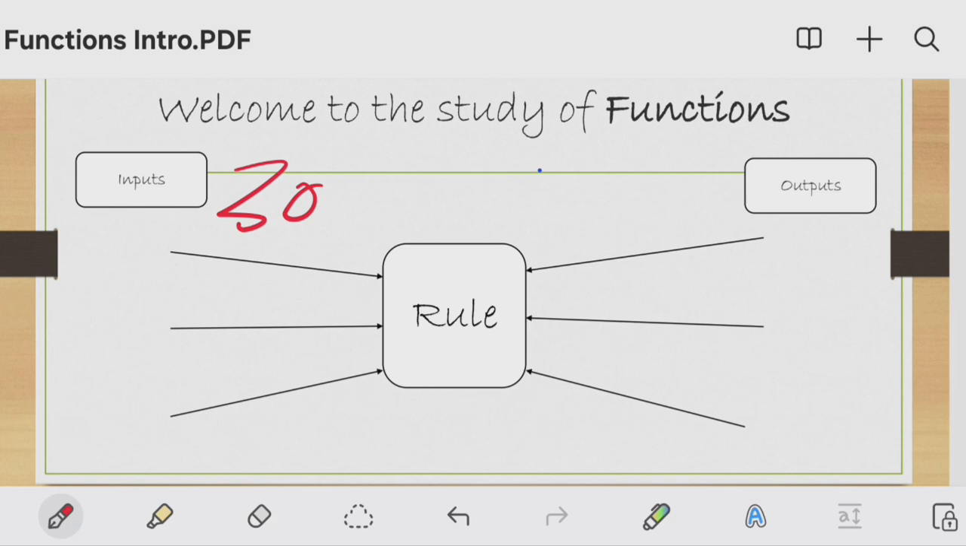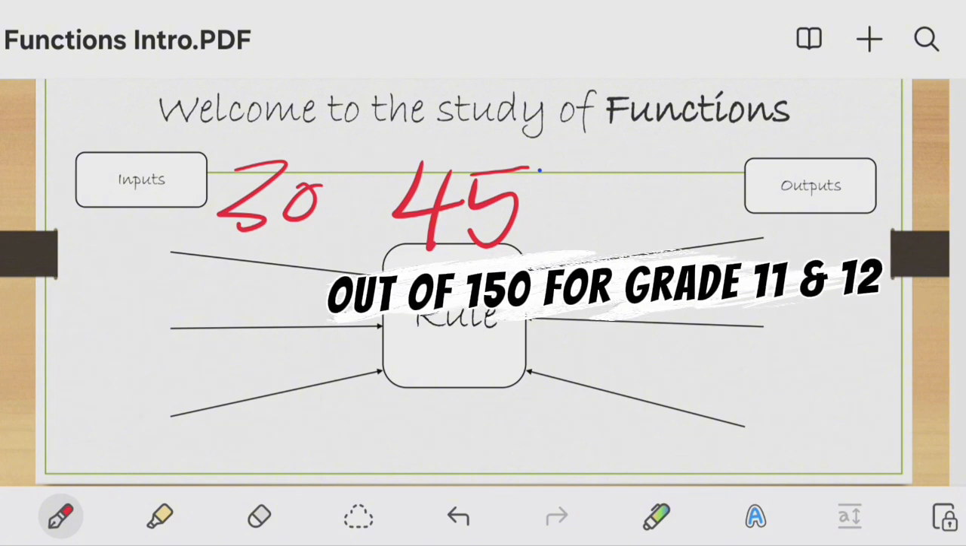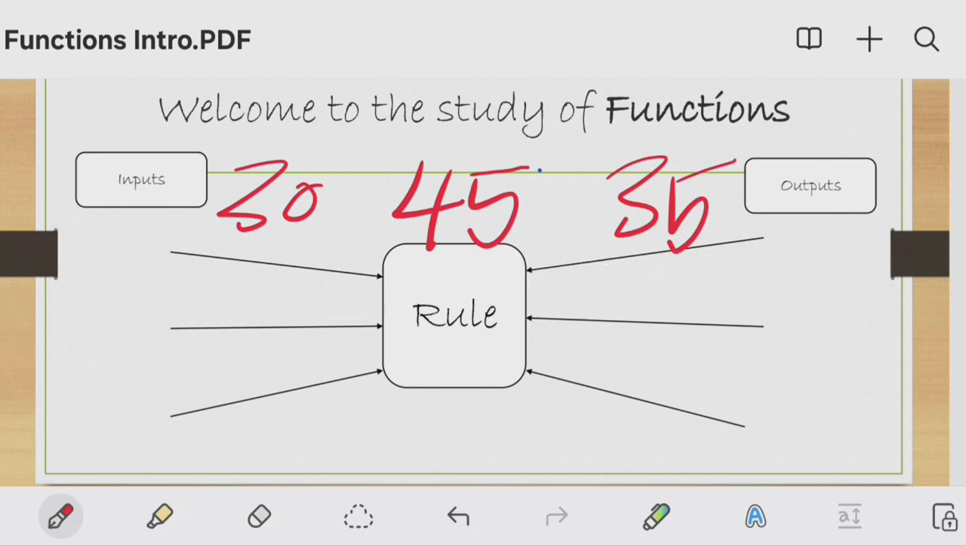Then when you go to grade 11, it is 45 plus minus. That's a lot of marks. In grade 12, it decreases a little bit to 35 plus minus. That is because in grade 12 we want to introduce a few things, so we want to open some space there. That is why the marks decrease a little bit.